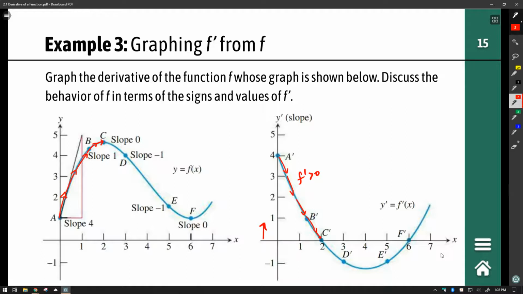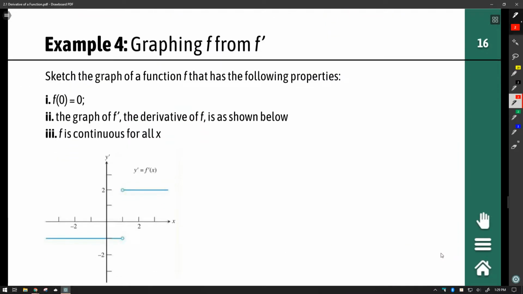Now watch, the graph of f is decreasing, going downward from point C all the way until point F. And notice that from point C to F over here, the graph of f prime is below the x-axis, so we would see f prime negative. All right, to finish it off, we increase again after point F on the derivative. f prime is positive. How about that? So let's move on and try another.